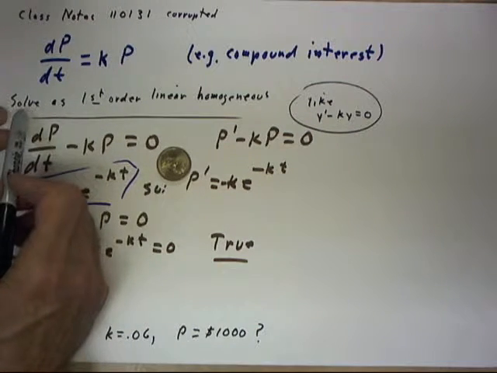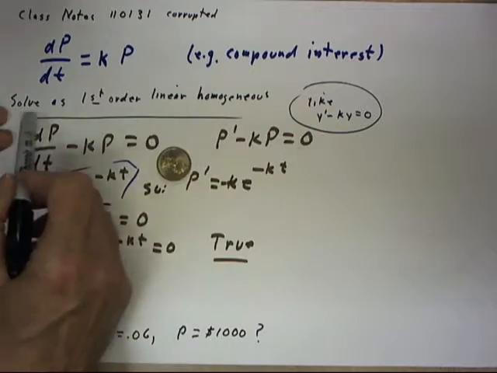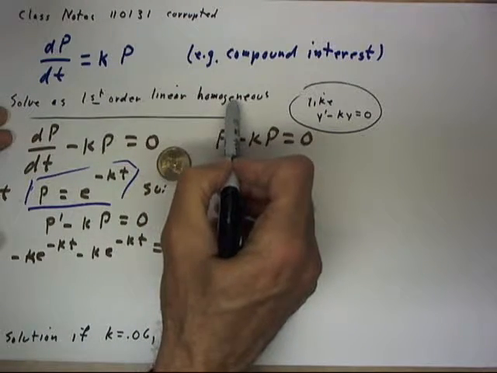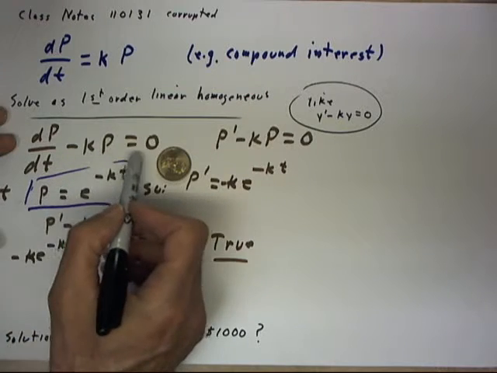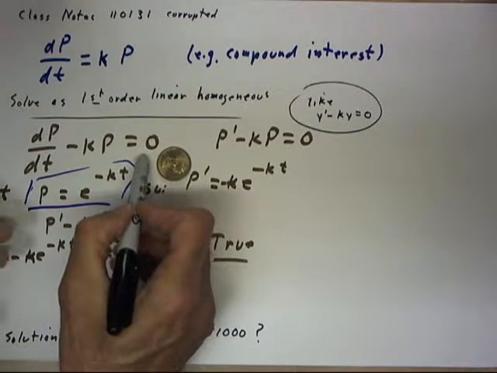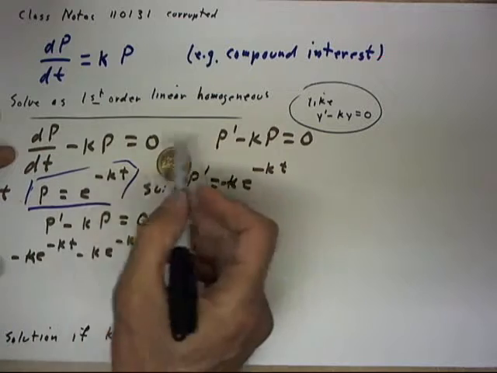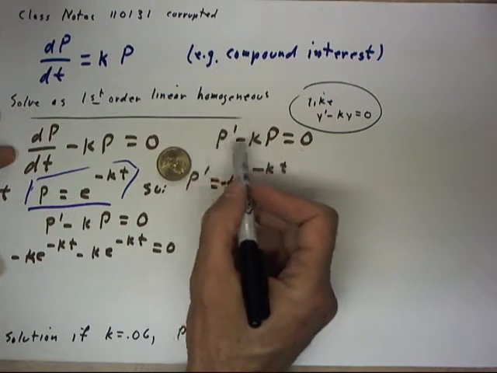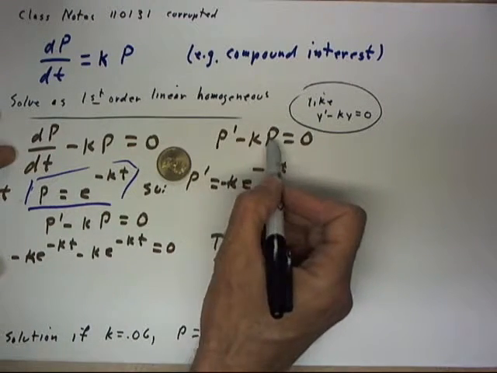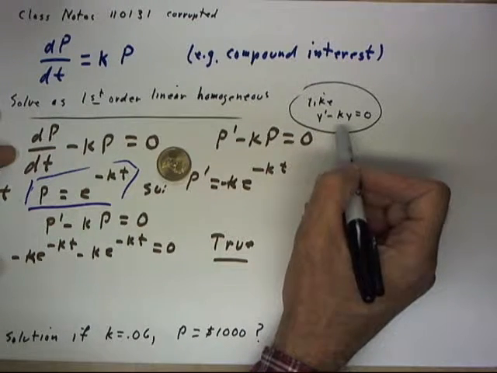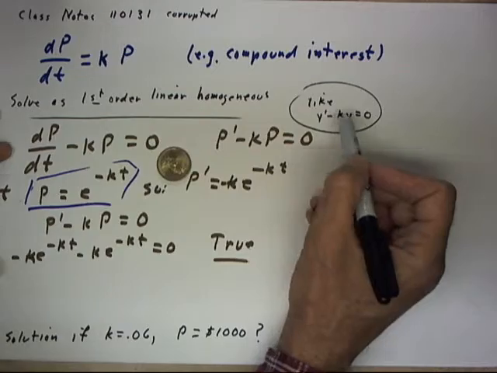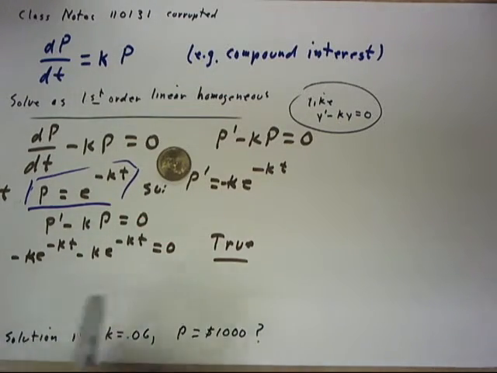We'll see it later. But we want to solve this equation as a first-order linear homogeneous equation, so we write it first in the form dP/dt minus kP equals 0. And note that dP/dt could be written as P prime. So we have P prime minus kP equals 0. That's much like y prime minus ky equals 0. Your little p of t function would be the negative k.